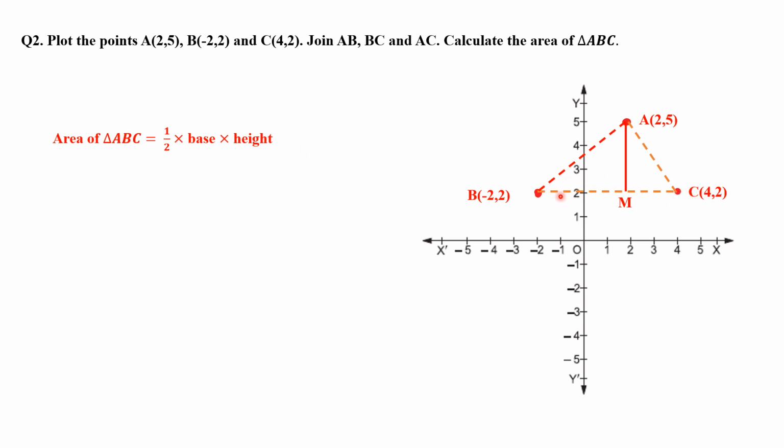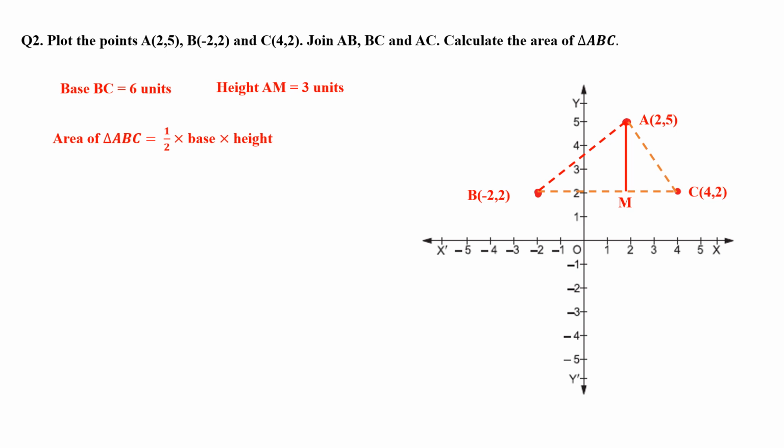Now let's see what is the measure of BC. From this point till this y-axis, this is 2 units, isn't it? -2 to 0, this is 2 units. And till point C, it is 4 units. So the measure of BC is 2 plus 4, 6 units. Now let's find the height AM. So A starts from 5, M is at 2. So 5 to 4, 4 to 3, 3 to 2. So here it is 3 units. So height is 3 units.